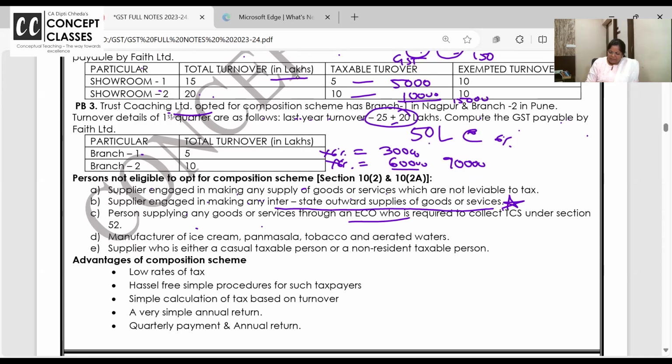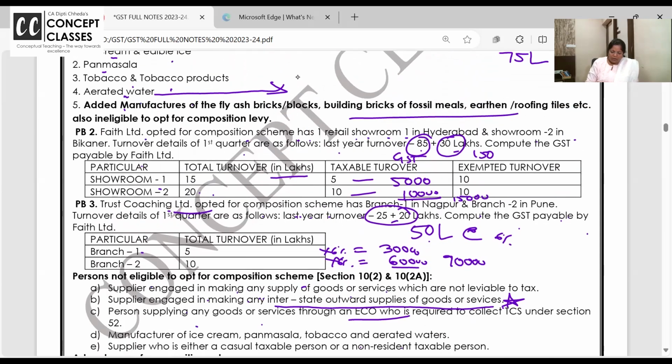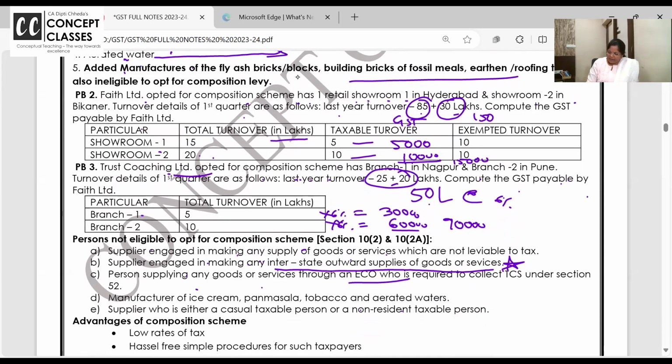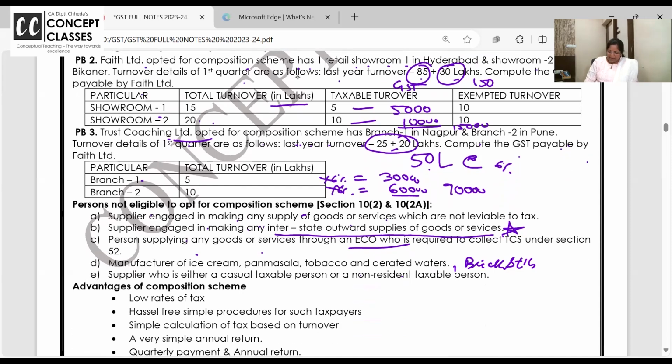Manufacturer of ice cream, pan masala, tobacco, aerated water. और यहाँ वो नाम ऐड करना रह गया, कर लो ना. Bricks and tiles. Supplier who is a CTP, casual taxable person, or non-resident. Non-resident can't say, once I came to India, I'm from France, just allow me to pay the tax as per composition and I'll go bye-bye. No, you cannot.